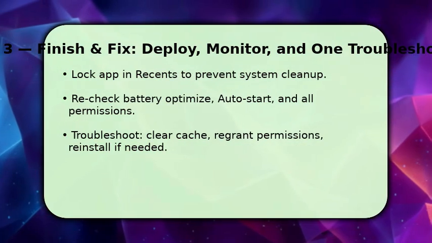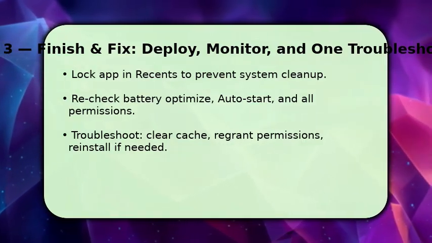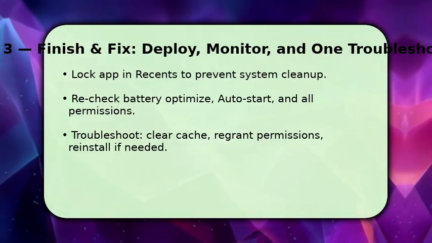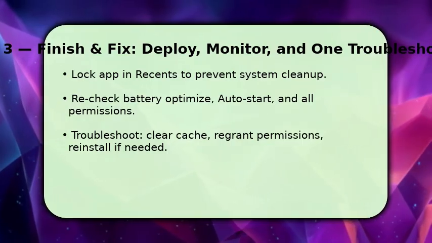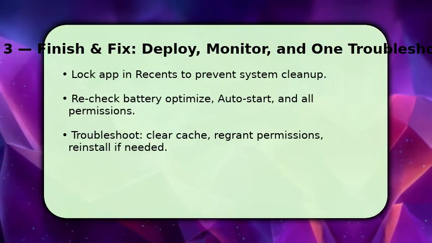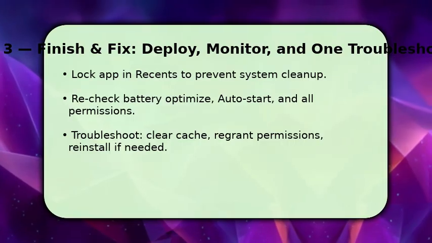Finish by locking the app and verifying persistence. Pin or lock My Control Center in your recents view so the OS treats it as actively used. This prevents aggressive killers from closing it. Double-check battery optimization, auto start, and the 3 core permissions we granted earlier. Test the control center across apps and after a reboot.